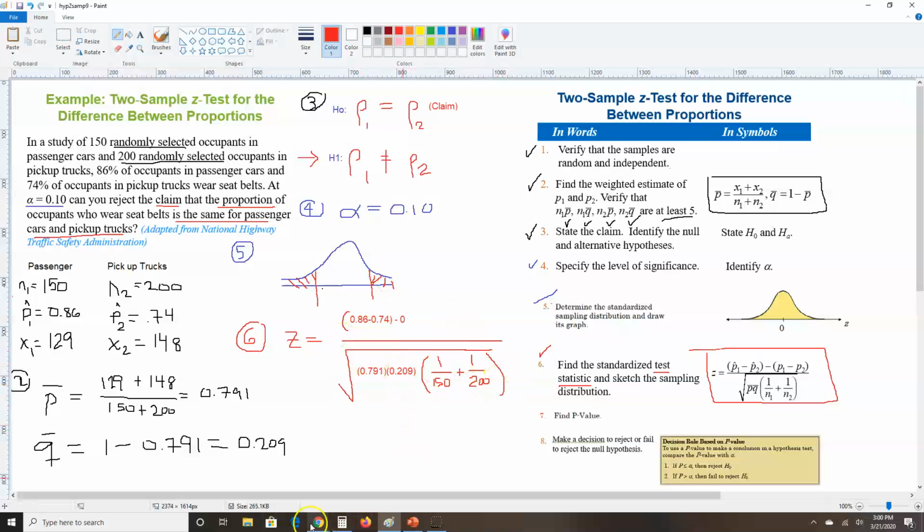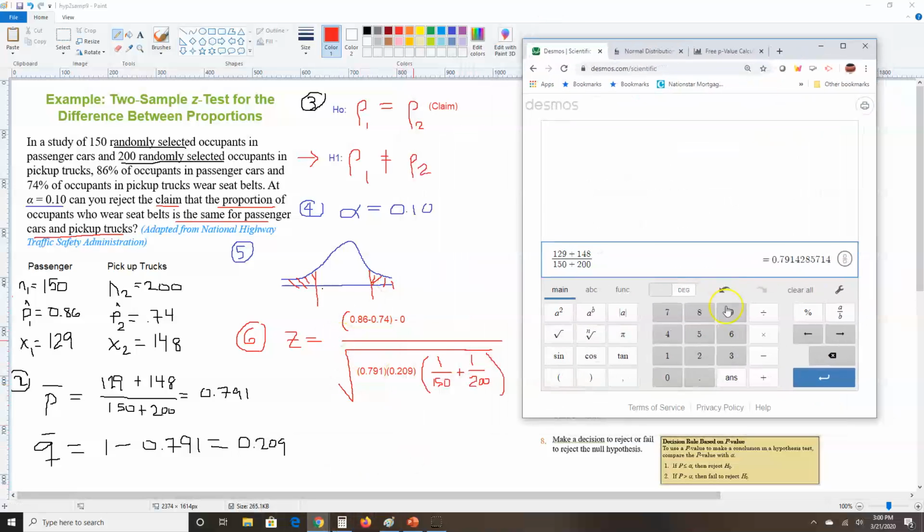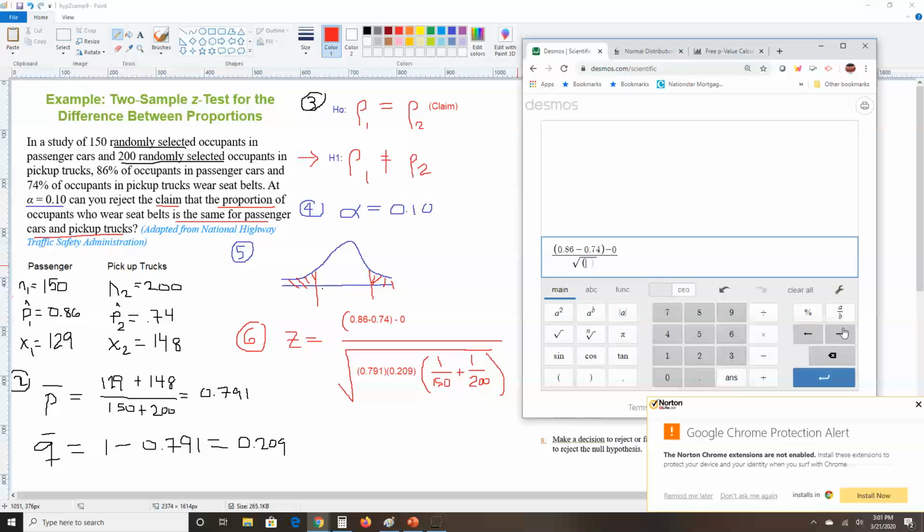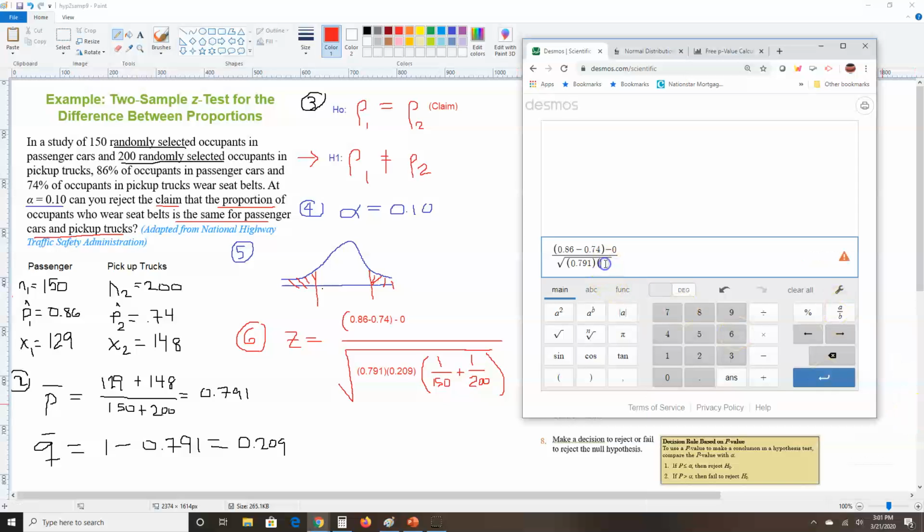I suggest you do this in decimals. That's what I'm going to do right now. Let me move it here to the side. Let me clean this up. Okay, so I have a fraction on the top. I have a parenthesis, 0.86 minus 0.74. Close the parenthesis, minus 0. I wrote the top. Now I'm going to do the bottom. I have a square root inside. I have, let me put in parenthesis, 0.791. Close the parenthesis, open the new one. Oops, let me close that. The second parenthesis is 0.209. Close the parenthesis, open another parenthesis, but inside that last parenthesis I have two fractions, 1 over 150 plus 1 over 200. Close the parentheses, you can see my z-score.